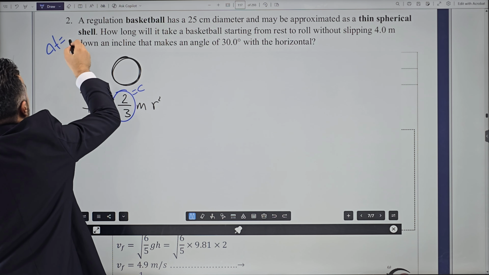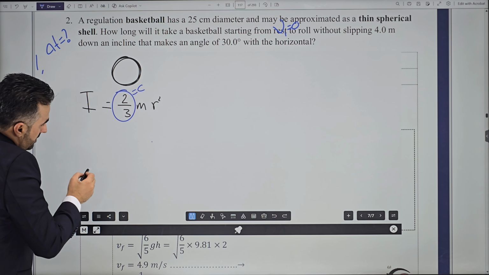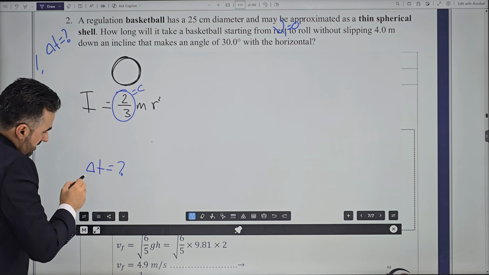All right, that is the first thing. The next thing that we have, okay, that is delta T. So starting from rest, that means V initial is 0. Don't forget. Without slipping, 4 meters down an incline. Now I really need you to know this one here. So once again, let me write this. Delta T is unknown. They ask for this. Starting from rest, that means V initial is 0.